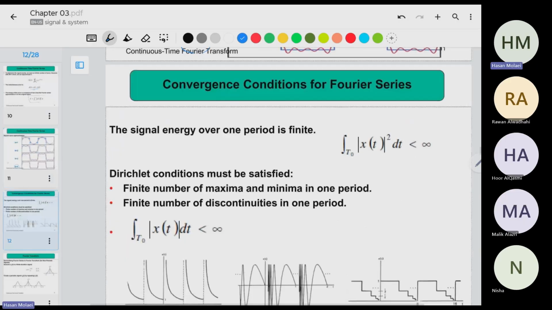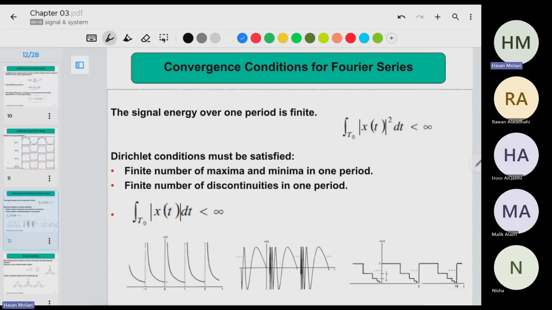But Fourier series has some convergence conditions. You cannot define Fourier series for any signal you have. Up to now, the only condition for writing Fourier series was, what was the only condition? Periodic. Yeah. The signal should be periodic. But not any periodic signal can we define by sinusoids. It should have some conditions. The first one, its energy should be finite.